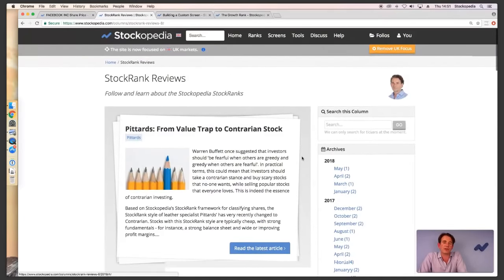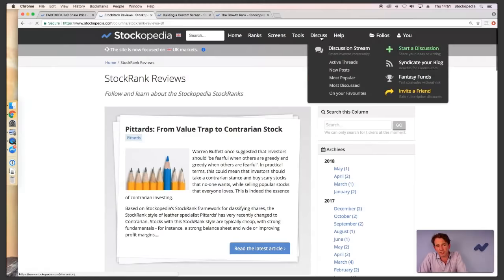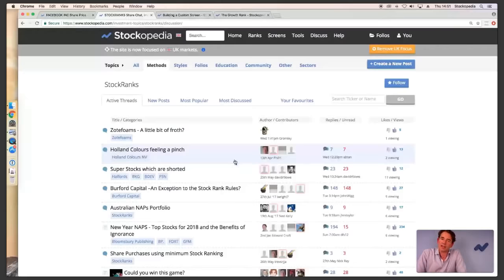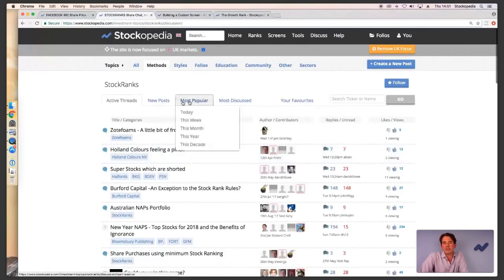And another way to find the best content is to go to the discussion board. If you go under methods, you'll see a link here called StockRanks. Click it, and you'll find all the content that's been tagged StockRanks in the last however many years. And you can then use these sub filters. For example, you can look at the most popular StockRanks articles in the last decade.